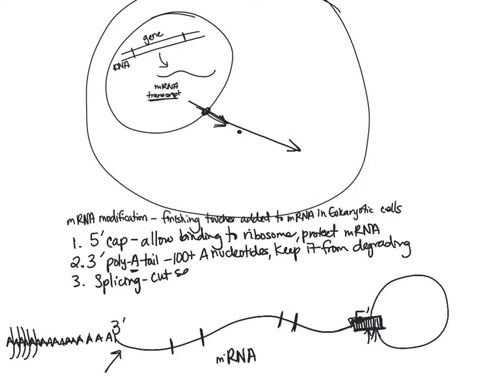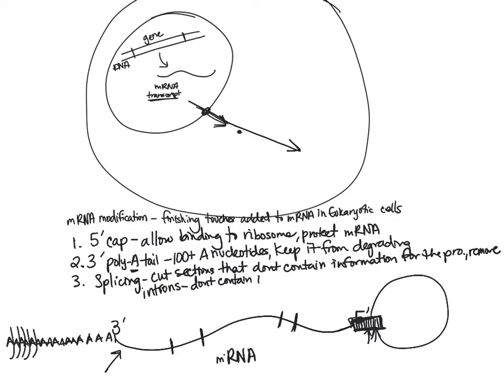So we cut sections that don't contain information for the protein, and we remove them. So we have what are called introns and exons. Our introns are the ones that we're going to be cutting out. Introns don't contain information, and those will be cut out.